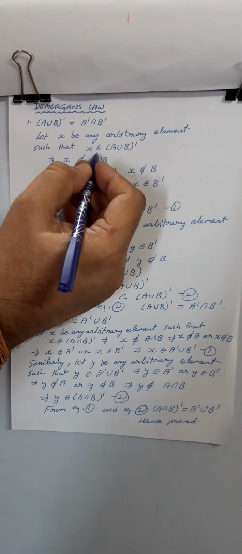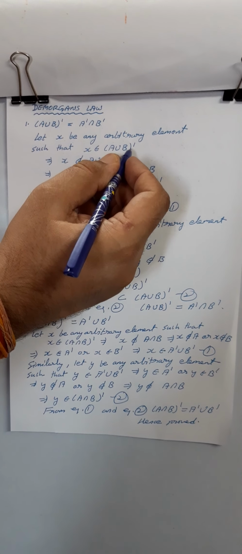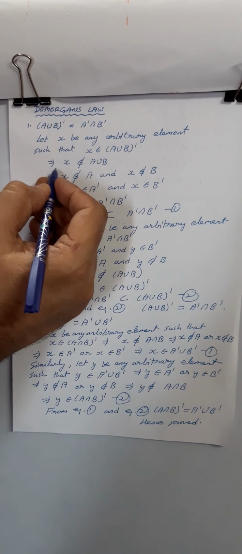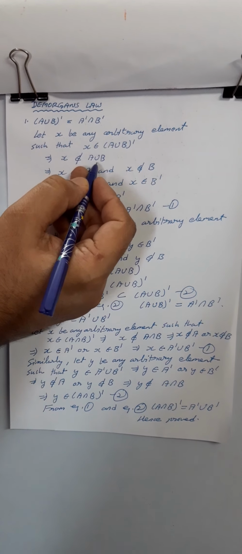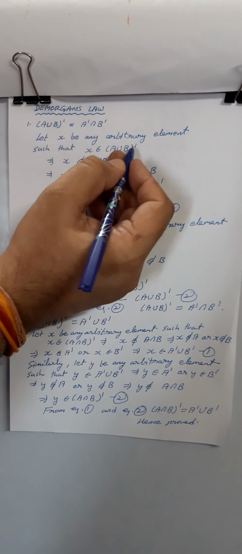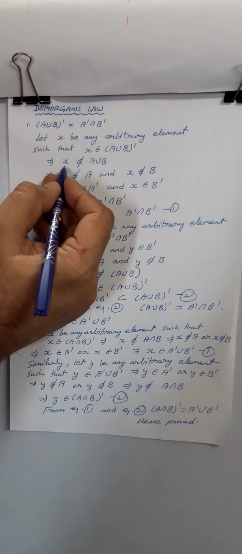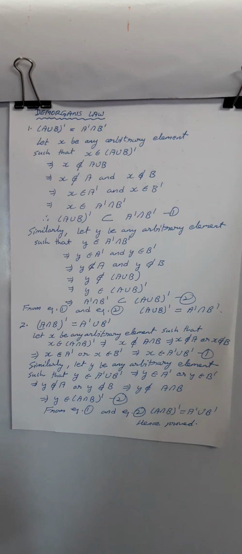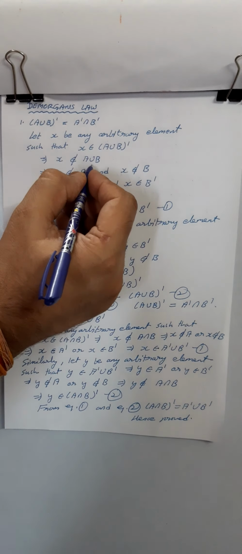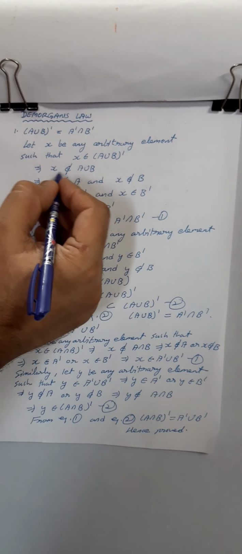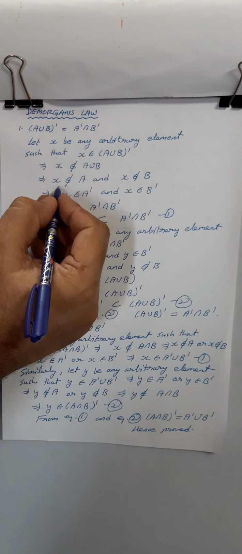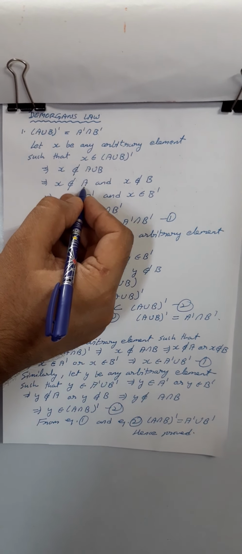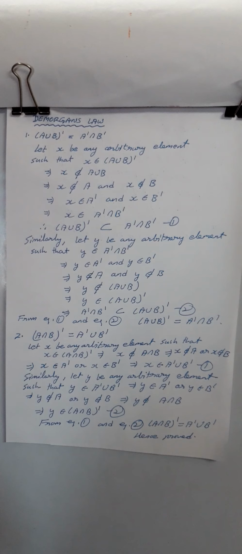Now, when I have written x belongs to the complement of A union B, can I write down that x does not belong to A union B? Because if it is an element of the complement, then definitely it is not an element of the original set. Now, due to this union, when x does not belong to A union B, we are getting x does not belong to A and x does not belong to B.